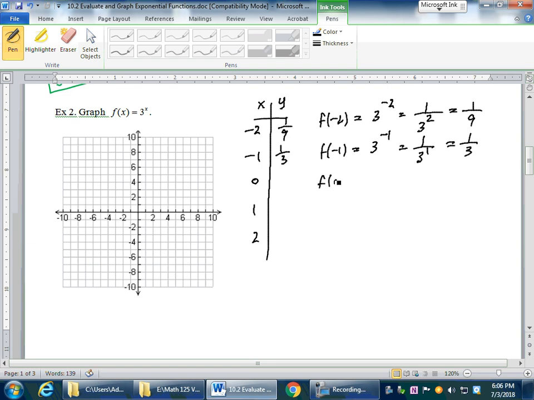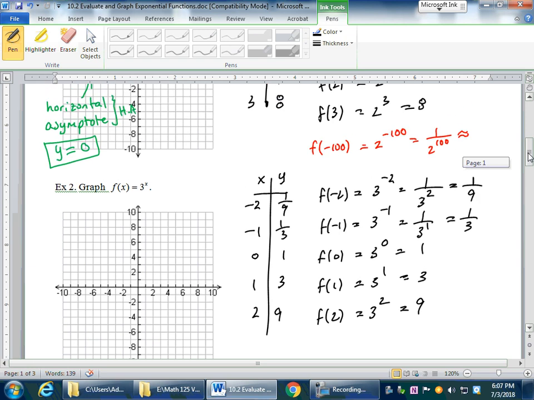And f of 0, 3 to the 0, any base to the 0 power is always equal to 1. F of 1, 3 to the 1 power is equal to 3. F of 2, that will be 3 to the second power, which will be equal to 9. So notice that as I move the x value to the right, the y value goes up a lot faster than the previous one. Go back and check, right?